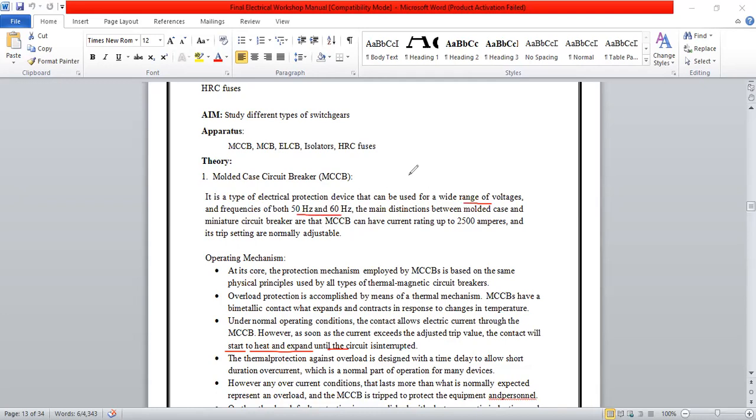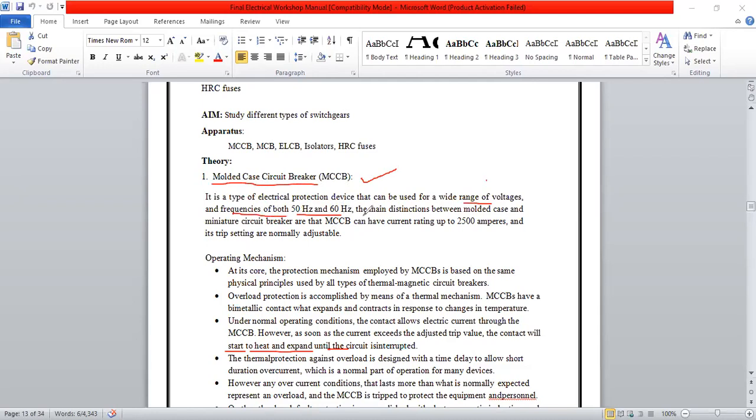Okay, so this type of equipment is the molded case circuit breaker. This equipment can be used for a high voltage range, or a wide voltage range, and the frequency is from 50 hertz to 60 hertz.